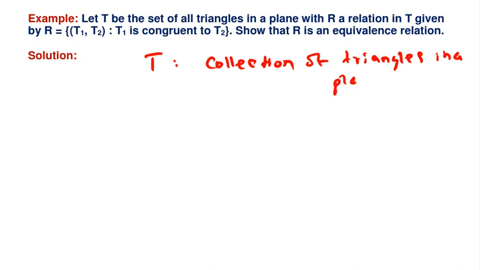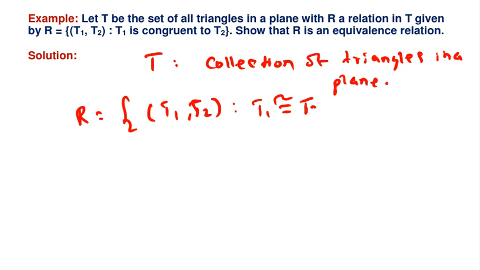In a plane, a collection of triangles in a plane. So what is the relation R now? In set builder form, (T1, T2) ordered pairs where there are two triangles. The relation between T1 and T2 is that T1 is congruent to the triangle T2. If the two triangles are congruent, then (T1, T2) can be an element of the set R. So R can be named a relation. This is the condition when we have to show that R is an equivalence relation.